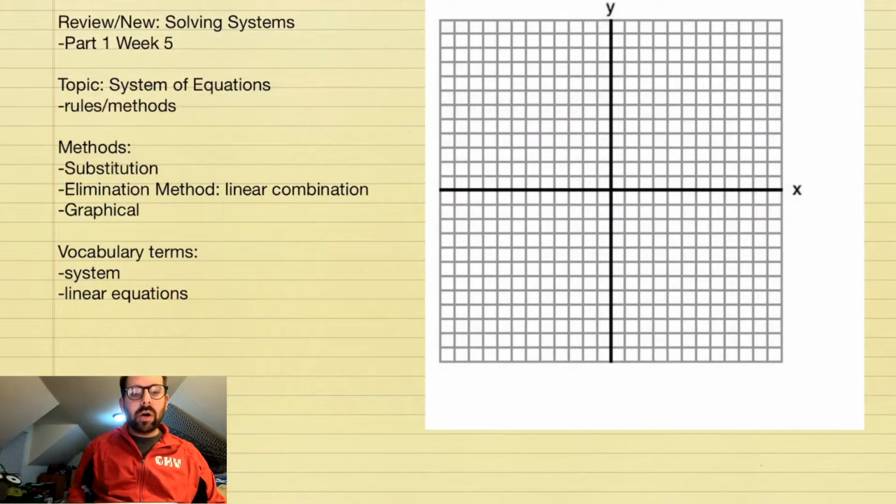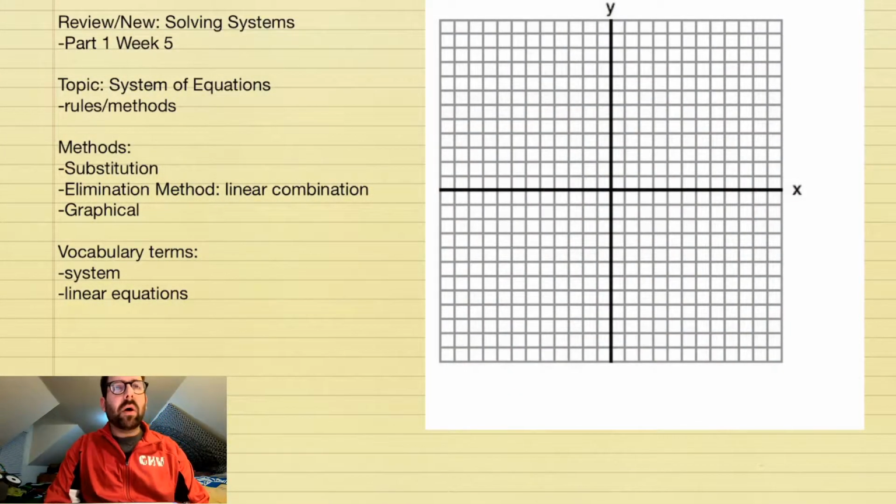Topics today, let's jump right in. This is part one of week 5. We're going to be doing something new. A little bit of review, but something new for most of us: systems of equations. It should be a review in the sense of what you did in Algebra 1, but maybe it's been a while, and maybe even a little bit earlier in geometry. But yeah, I want to do systems.